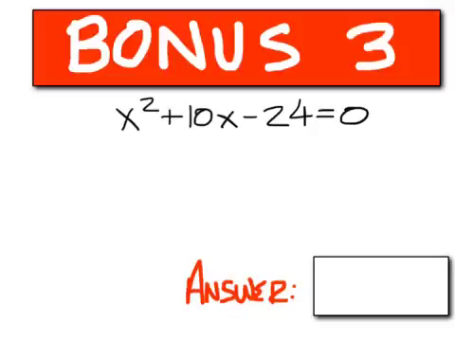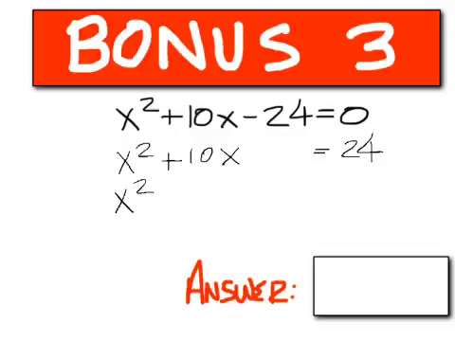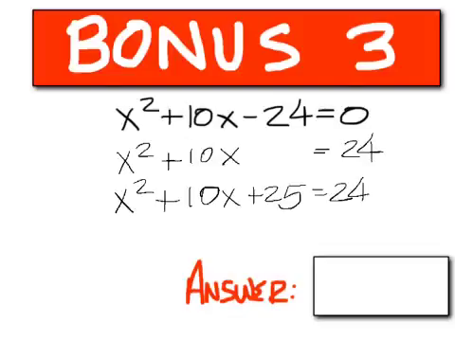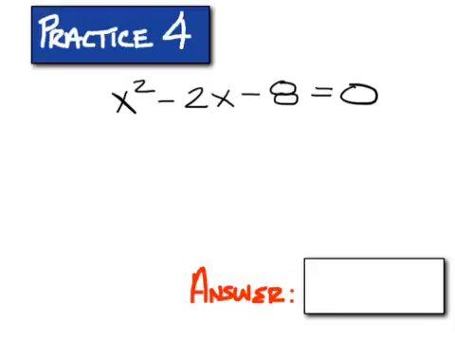Your step 1 on the bonus is x squared plus 10x equals 24. Step 2 is half of 10 is 5, and square that to get 25, which you must add to both sides. I think everybody had that right.